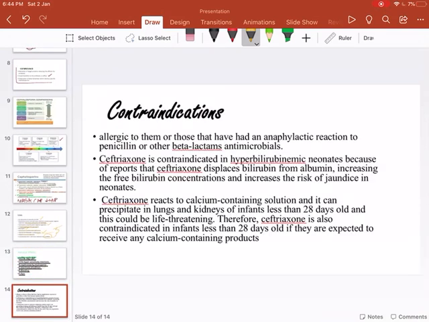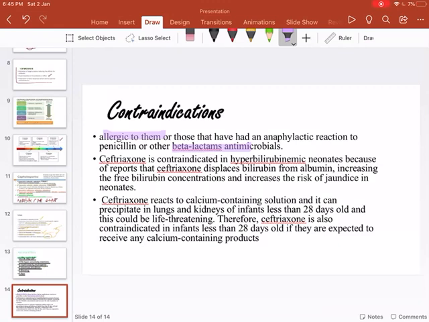Now on the last slide we have contraindications. The cephalosporins are contraindicated to patients who are allergic to them, or those who have an anaphylactic reaction to penicillin or other beta-lactam antimicrobials.